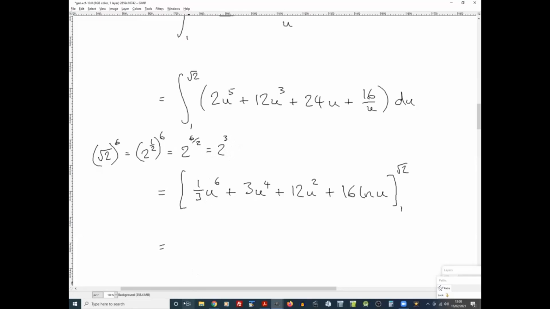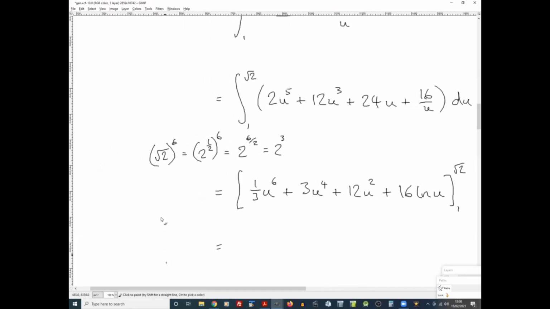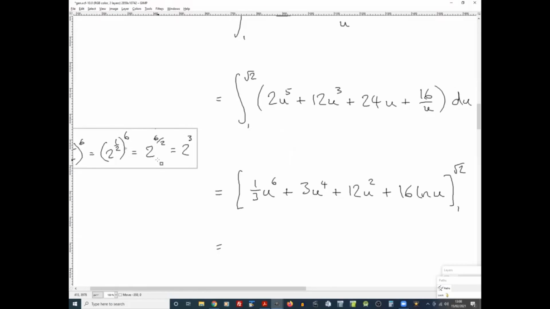Yeah. So 2, 4, 8. A third times 8, exactly, equals 8 over 3. Good. So first term, 8 over 3.